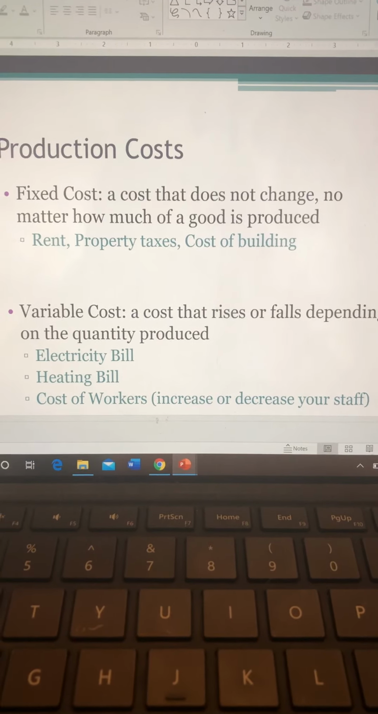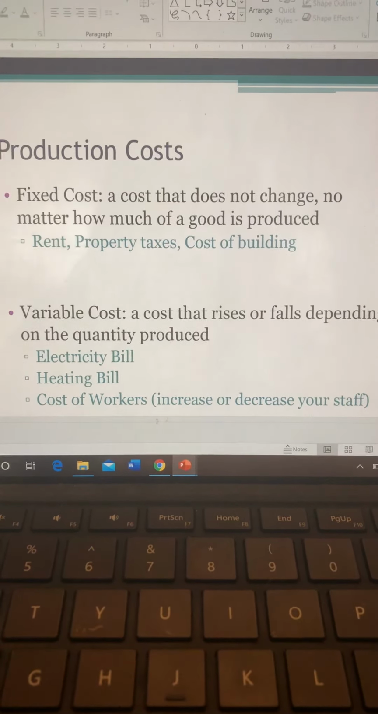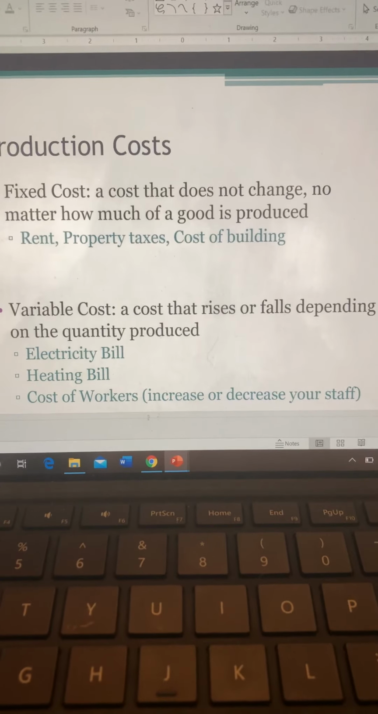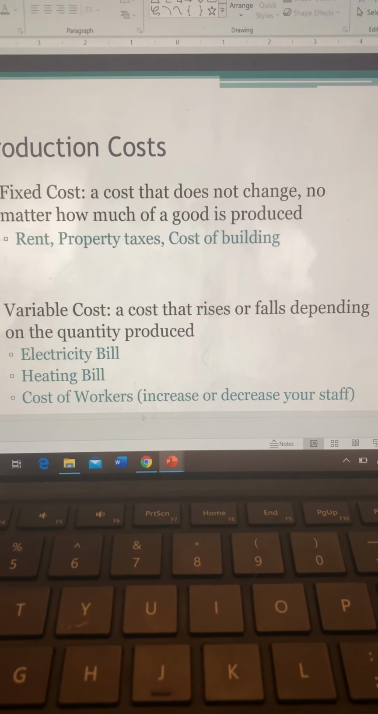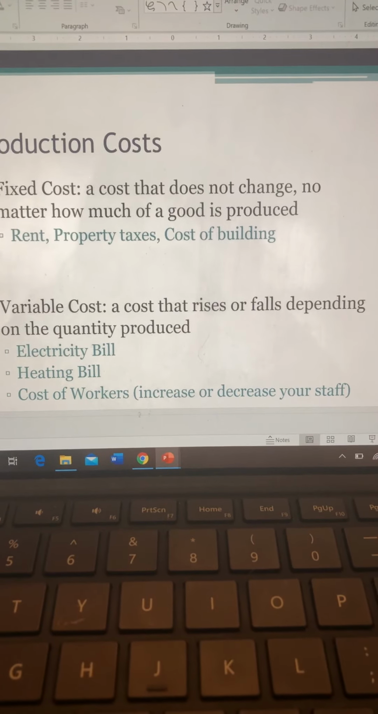A fixed cost is a cost that doesn't change. It's fixed every week, every month, etc. So rent: you pay $1,000 to rent that beanbag factory every month. It stays the same. You pay $1,000 in January, $1,000 in February, March, etc.